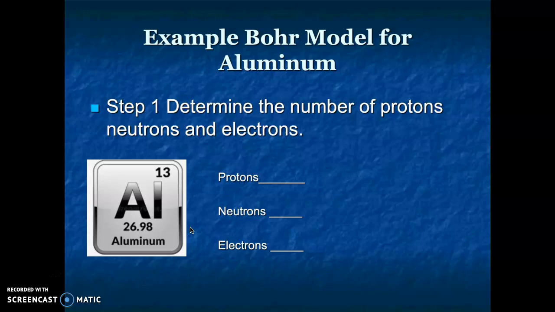So first of all, determine the number of protons, neutrons, and electrons. I see the atomic number is 13. So the atomic number tells us the protons and electrons. So I'm going to write down 13 protons, 13 electrons.